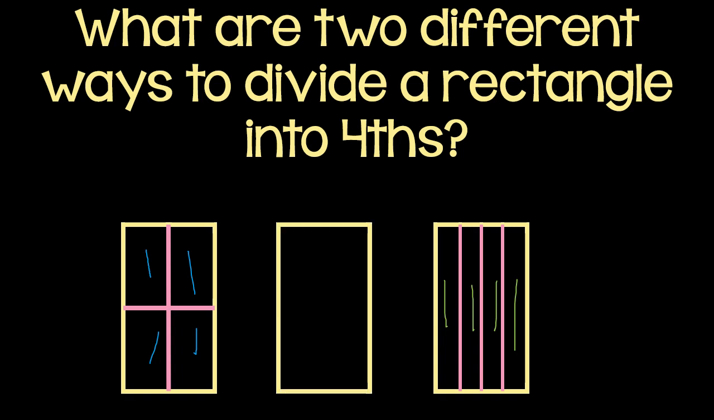You may have noticed, but there's also even another way that we could divide this rectangle into fourths or 4 equal pieces. How about like that? 1, 2, 3, 4. 4 equal pieces. So you'll see that this is the same shape, but you could cut it into 4 equal pieces many different ways. As long as the pieces are the same size, then it's fourths.